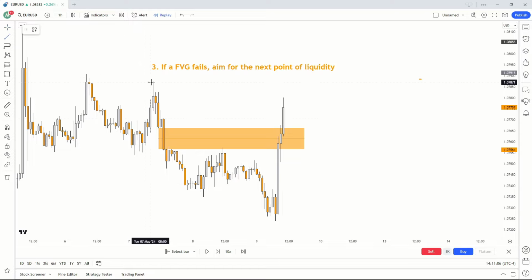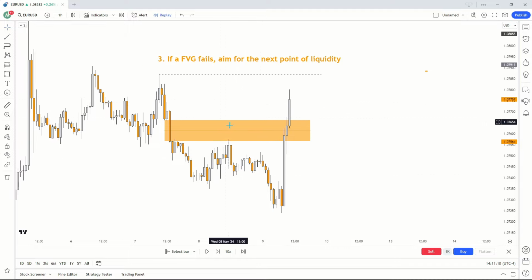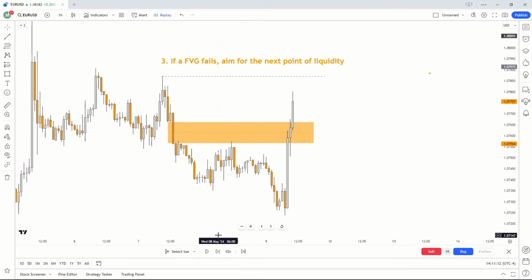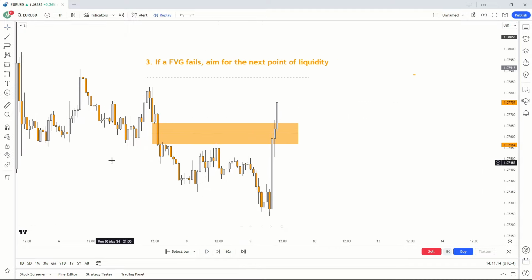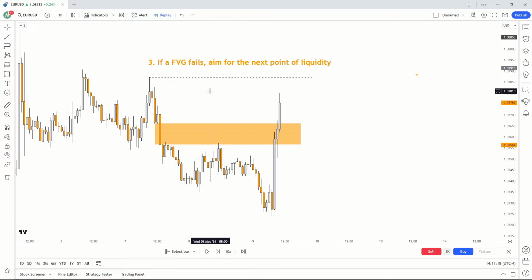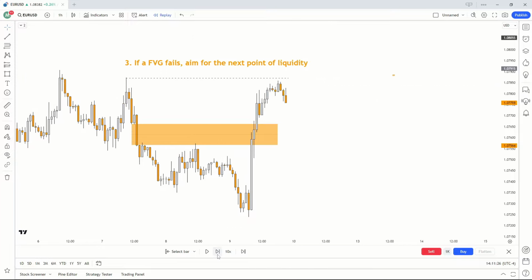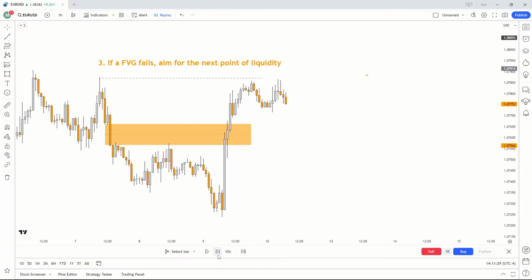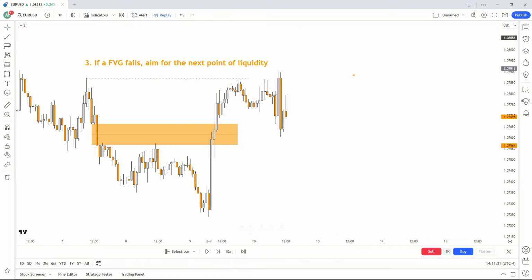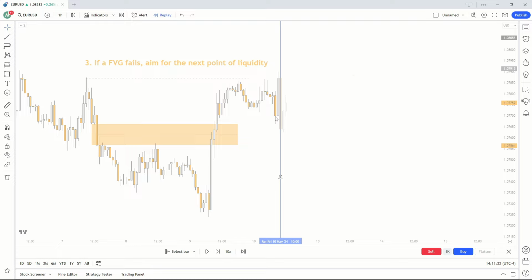Now, we know liquidity is a magnet area for price. It attracts price. So wherever there's liquidity, price is headed there. So as you guys can see here, I'm going to aim for my next point of liquidity, as I know market will come and take out the next point of liquidity. And the next probable point of liquidity is this high right here. So if I play out market, you guys can see market does take out this high right here.